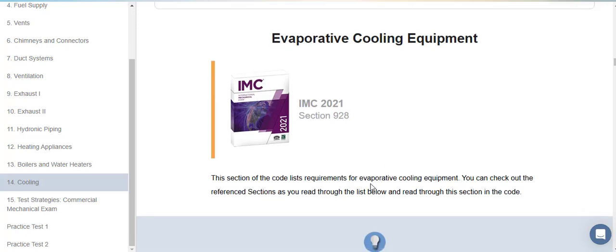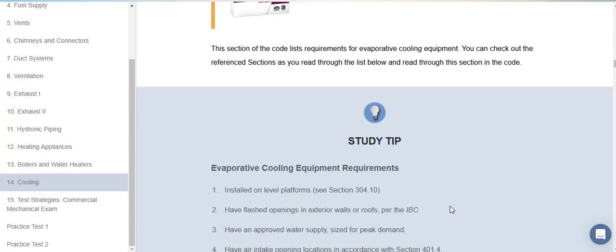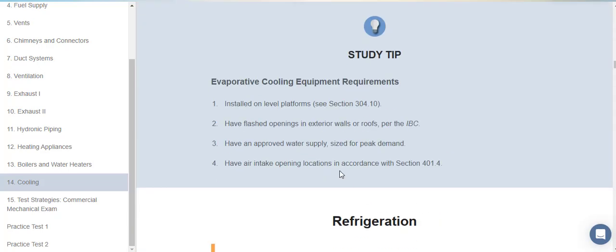Evaporative cooling equipment is covered in International Mechanical Code 2021, Section 928. This section of the code lists requirements for evaporative cooling equipment. You can check out the reference section as you read through the list below and read through this section in the code.